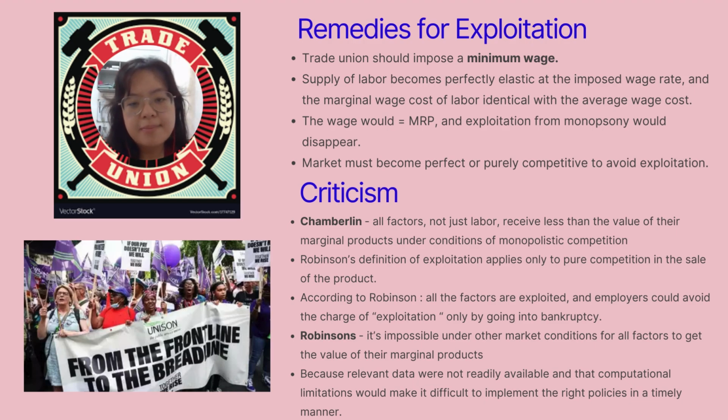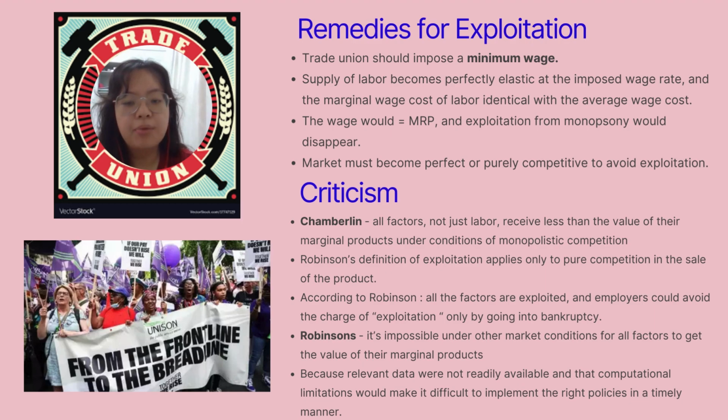When the supply of labor becomes perfectly elastic at the imposed minimum wage rate, it means that all available workers are willing to work at that wage. This reduces the risk of individual workers being forced to accept low wages due to a lack of alternative employment opportunities. When the marginal wage cost of labor is equal to the average wage cost, it indicates efficiency in labor allocation. Employers are hiring additional workers at a cost that is consistent with the average cost of all workers.